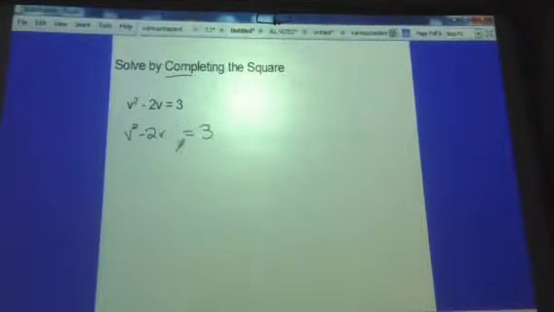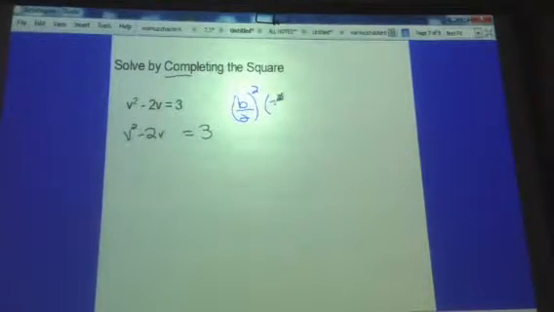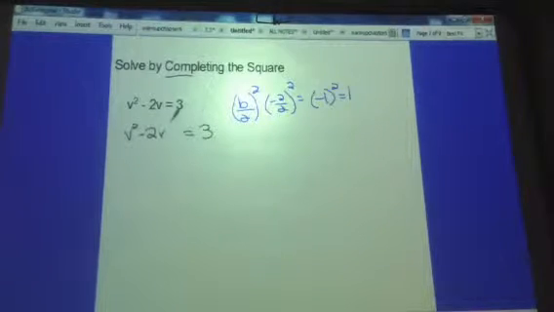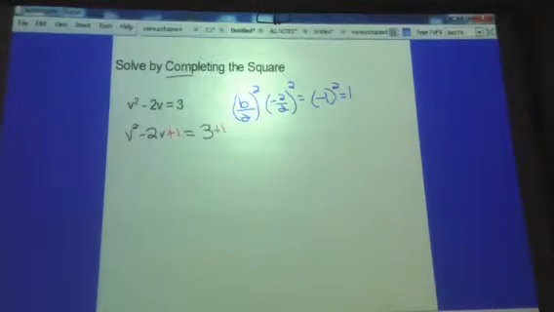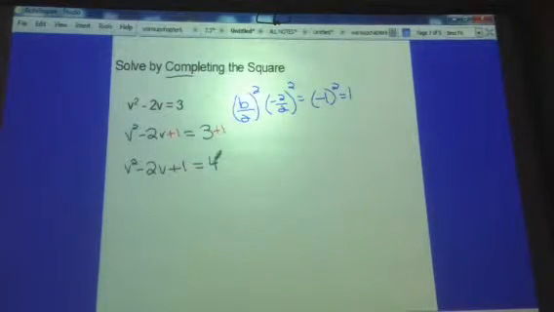To come up with that perfect number, I'm going to use the formula b over 2 squared. My b value in this case is negative 2, so negative 2 divided by 2 squared, or negative 1 squared, which is just 1. So I'm going to add a positive 1 to the left-hand side and complete the square. But if I add on the left, I also need to add on the right. So now I have v squared minus 2v plus 1 equals 4, because 3 plus 1 gives me the 4.